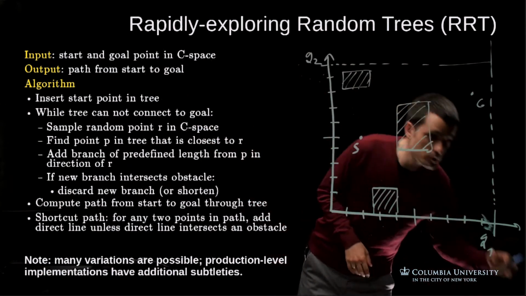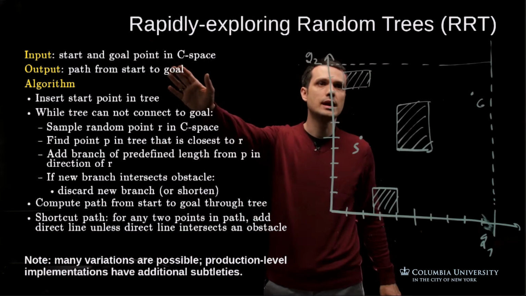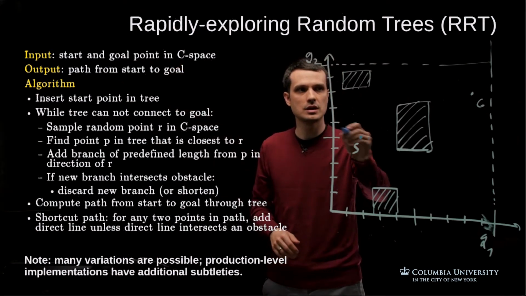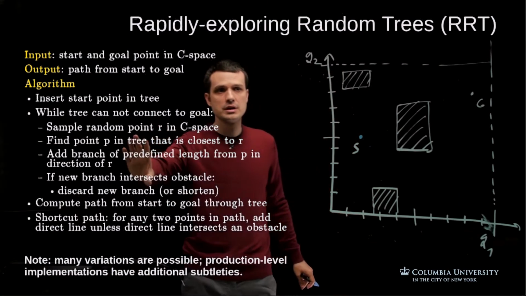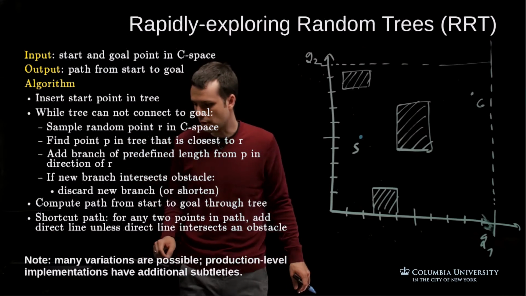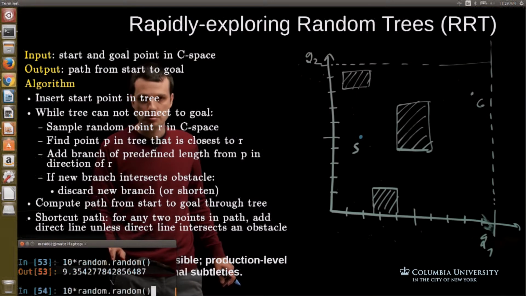I'm going to use blue to draw the tree. So you can see that we begin by just saying the start point is in my tree. So this is the extent of my tree when I start. And then we go into this main loop of the algorithm. And I'm just going to use a simple Python command to generate random numbers between 0 and 10.